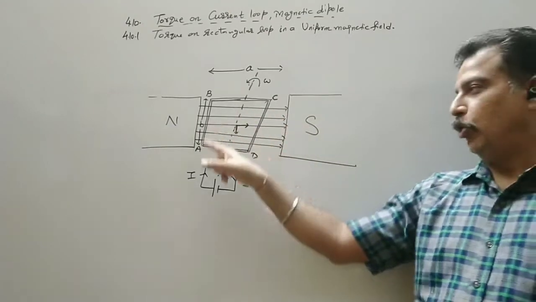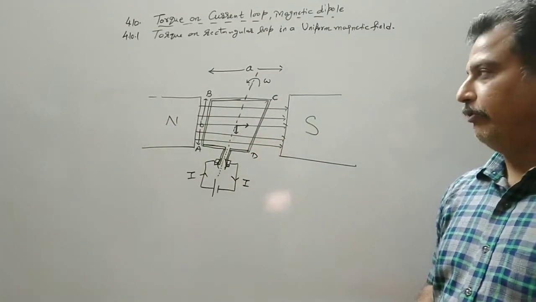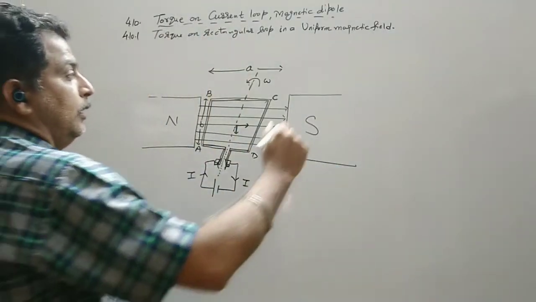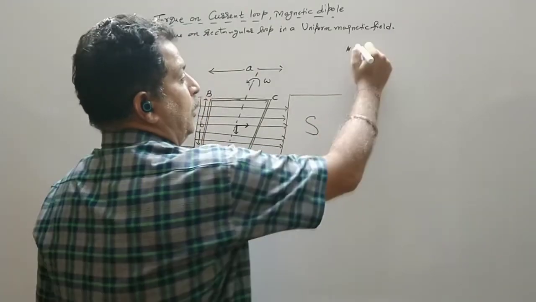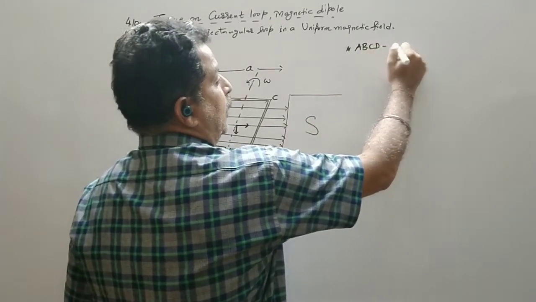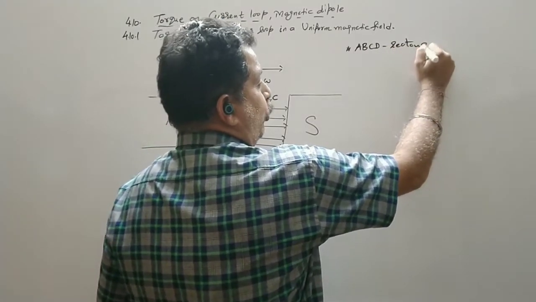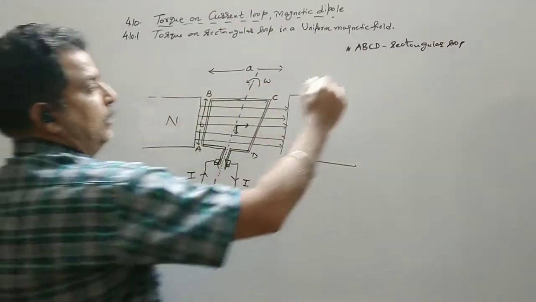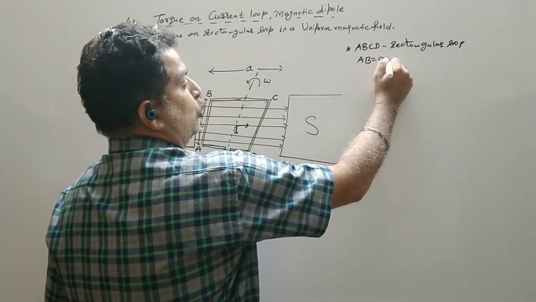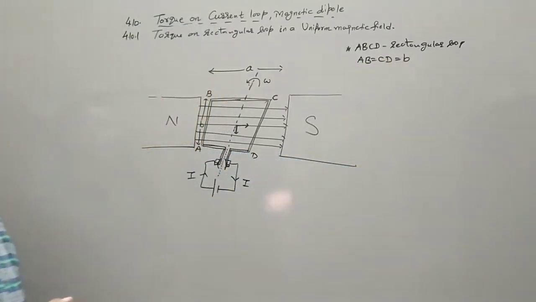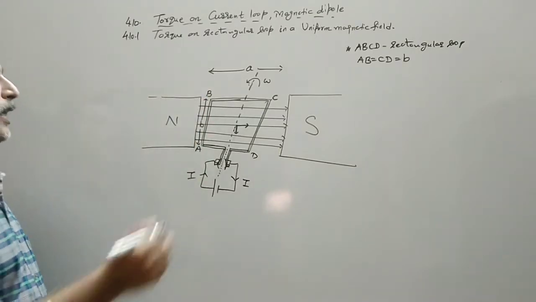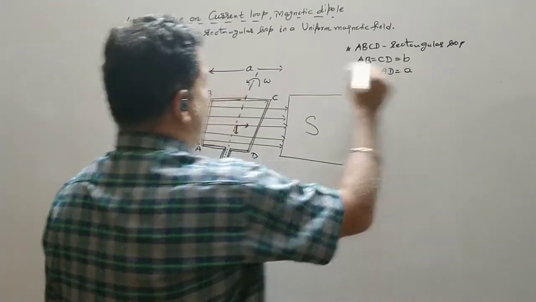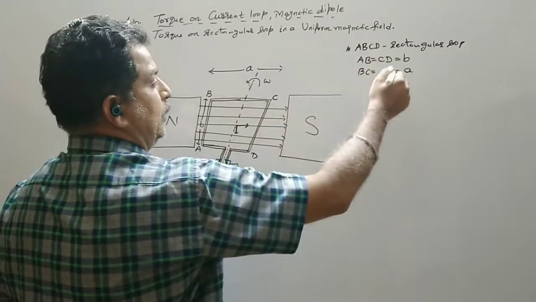So we have a rectangular loop ABCD which is placed in a uniform magnetic field B. So let us see the situation. ABCD is a rectangular loop where we have its length AB equal to CD equal to b, either you say it a length or a breadth, and BC equal to AD equal to a. So this is the length and the breadth.